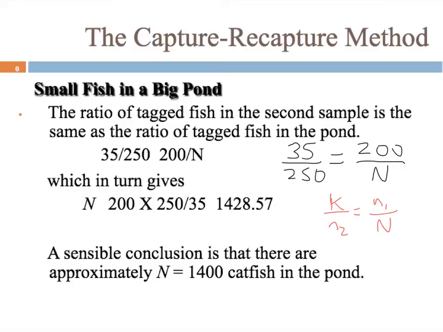So we'll say 250 times 200 right here, and then divide that number by 35. And we'll get about 1,428.57. And so it's sensible in the end to say, okay, well, if 35 out of our second sample, 250, is how many were tagged, well, we think the 200 we originally collected was a sample out of maybe a total of about 1,400 catfish, maybe give or take 100 or so.